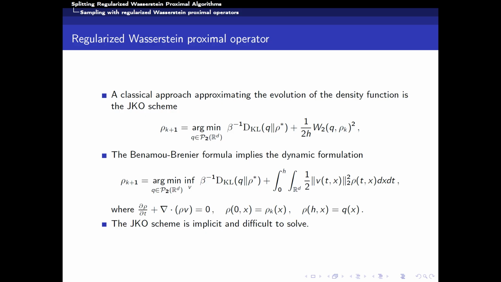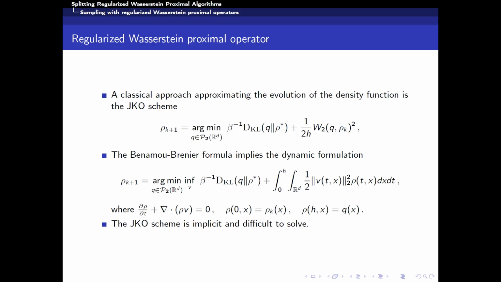And rho h is going to be the approximated solution for the Fokker-Planck equation at the next time point. Okay, so this is essentially the dynamic formulation for the classical JKO scheme. And then you may know that for this kind of JKO scheme, it's actually very difficult to solve because it's a high-dimensional optimization problem.